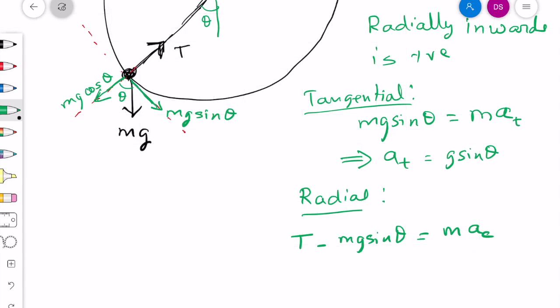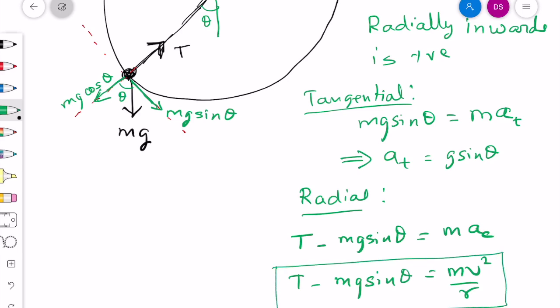Now, why centripetal acceleration? Because the object is going in a circle. So for an object going in a circle, it has to have an acceleration pointed towards the center, and that's the centripetal acceleration. The formula for the centripetal acceleration, you know, is v squared over r. You can plug that in as well if you want. So T minus mg sine theta is equal to mv squared over r. V would be the instantaneous velocity of the object at the position shown, and r is the radius of the circle. And this is the equation that you get from the radial direction.